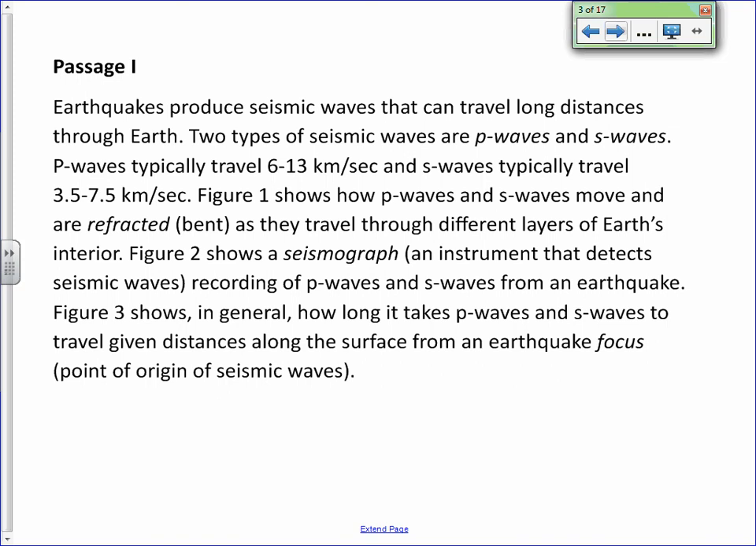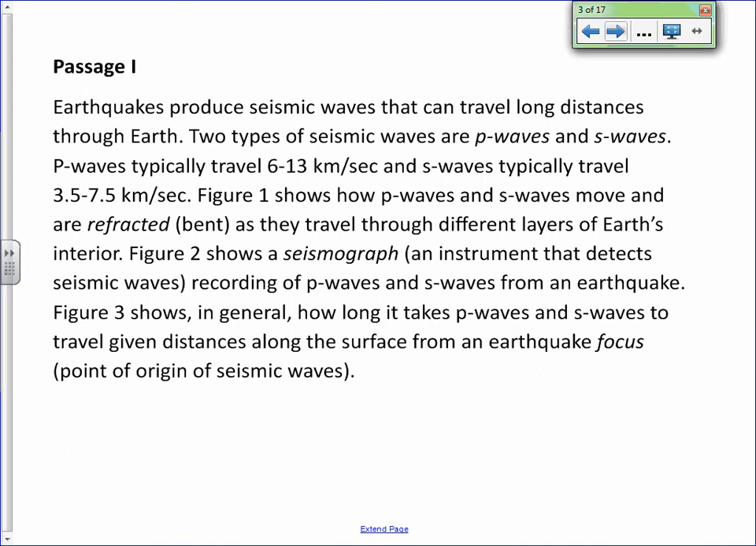seismograph, an instrument that detects seismic waves. Recordings of P waves and S waves from an earthquake. Figure 3 shows in general how long it takes P waves and S waves to travel a given distance along the surface from the earthquake focus and plane of the line report of seismic waves.